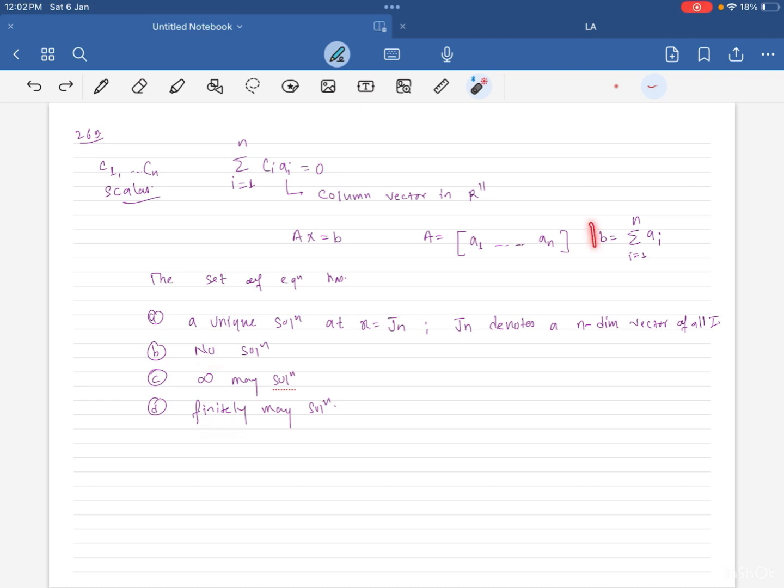So you see that this b is in the column space of A, right? So there would exist many possible combinations that produce this b, because b is in the column space of A. So we will have infinitely many solutions. The correct answer is infinite.